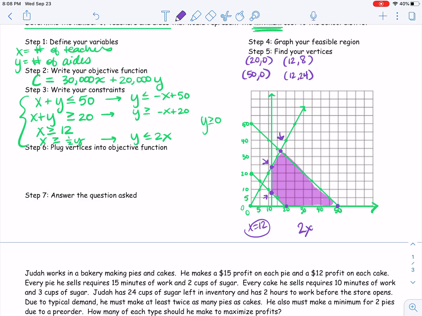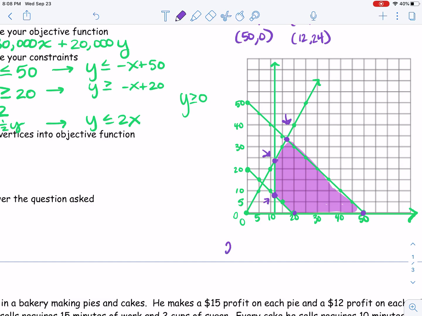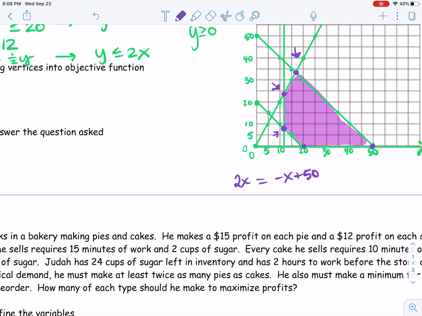And then lastly, I have this one right here. I do not know the x and I do not know the y value. I cannot estimate here. But what I do know is that it's where the 2x line and the negative x plus 50 line intersect. So I need to set those two things equal to each other, solve for x, plug it back in, and solve for y.